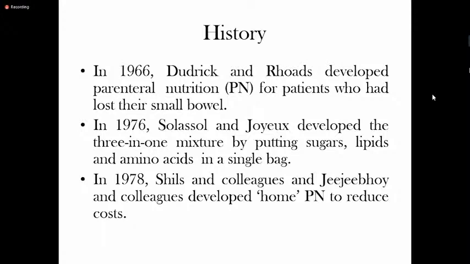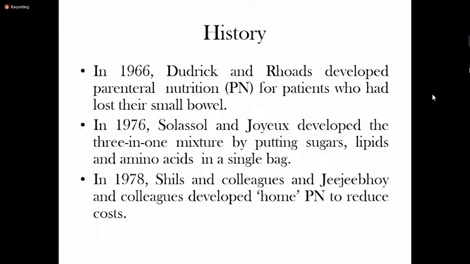In 1966, there was a development of parenteral nutrition, and parenteral nutrition now contained all the materials that we need as food, and this was done for a person who had no small bowel. Okay? So they were still able to feed like any other normal person, but now through a vein. In 1976, Solassol and Joyeux developed the 3-in-1 mixture by putting sugar, lipid, and amino acids in a single bag. So now some people could buy a bag containing their food, okay?